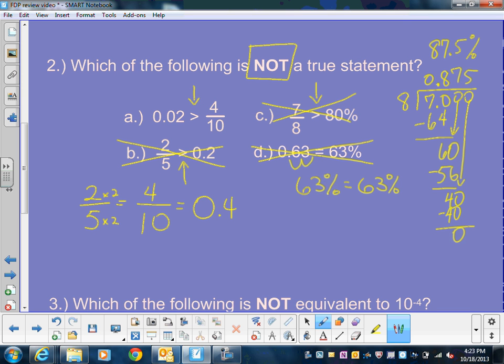For completion's sake, once again, we're going to take this fraction of 4/10 and convert it to a decimal, which we know is 0.4. And now this particular answer choice is stating that 0.02 is greater than 0.4. We know that to be a false statement, which meets the criteria for this question. And therefore our answer choice A is correct.